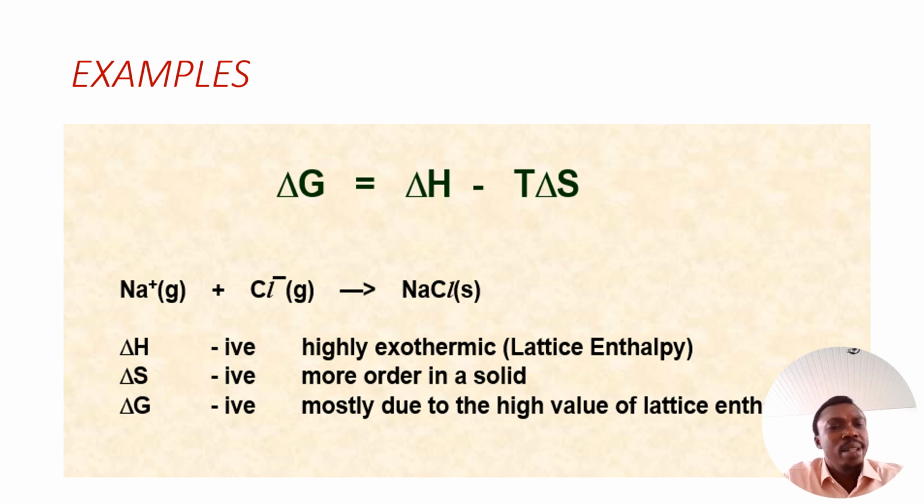So delta G becomes what? Negative, due to the high value of the lattice enthalpy, which is lattice energy. Lattice energy is highly exothermic. So the reaction is feasible. It's an exothermic process. So delta G is negative. So the reaction is spontaneous. The reaction is likely to occur.